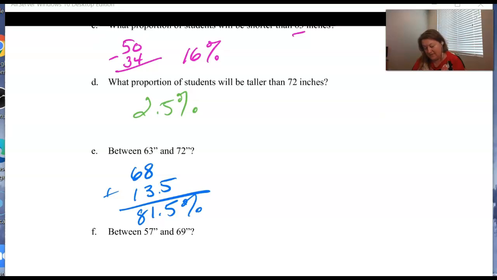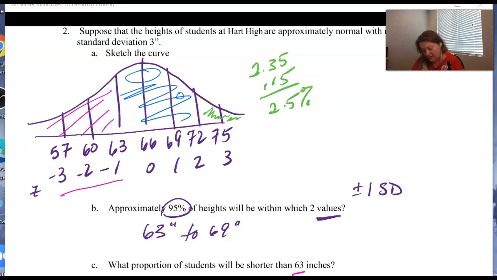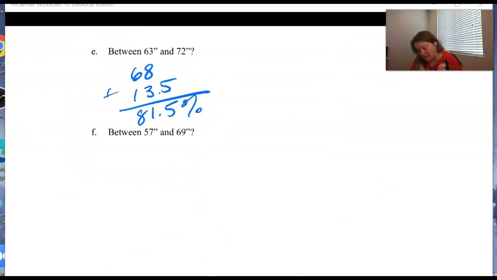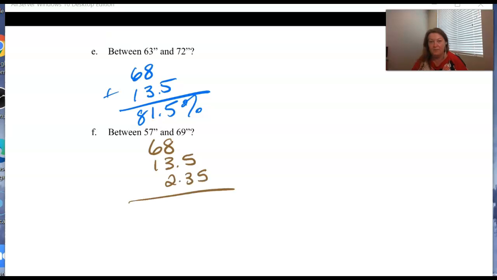And then between 57 and 69, 57 is this way, all the way to here. Okay, so how am I going to do that one? I think I'm going to start out with the 68% in the middle and then add up those extra two pieces. So that's going to be 68 for the two middle pieces, and then 13.5 for the next section to the left, and then 2.35 for that section right before the very last amount. Okay, so this is going to be an 83.85%.